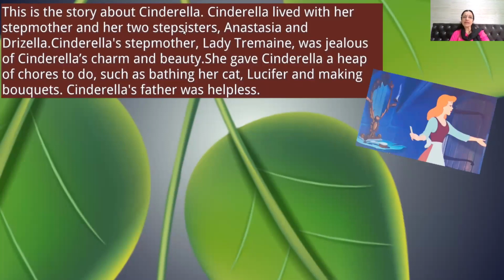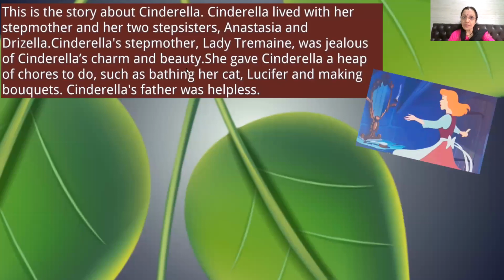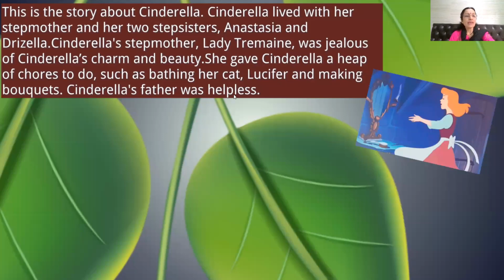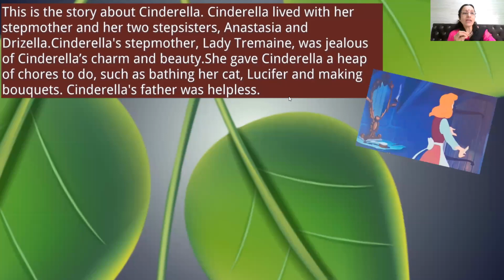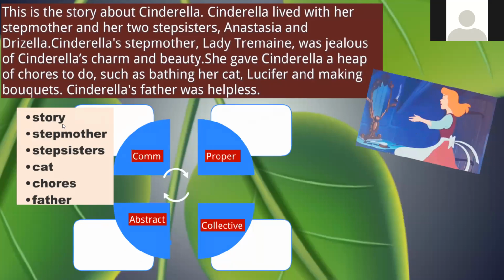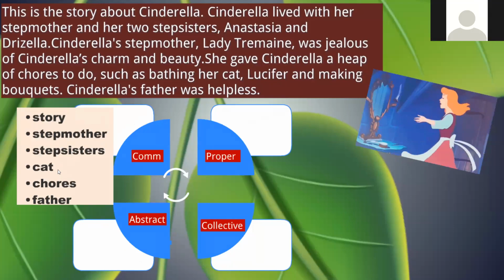Cinderella lived with her stepmother and her stepsisters, Anastasia and Drizella. Cinderella's stepmother, Lady Tremaine, was jealous of Cinderella's charm and beauty. She gave Cinderella a heap of chores to do, such as bathing her cat, Lucifer, and making bouquets. Cinderella's father was helpless. Now, let's do the different types. Could you tell me which are the common nouns that you see here? Stepmother, stepsisters, story, father, cat, chores.